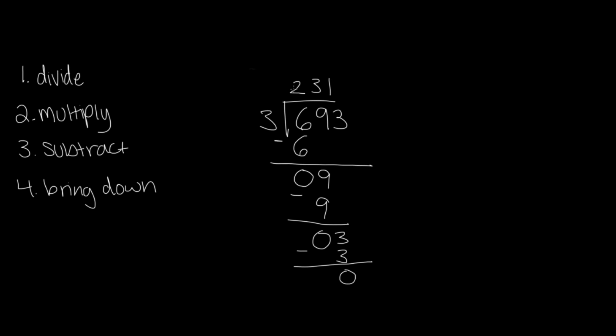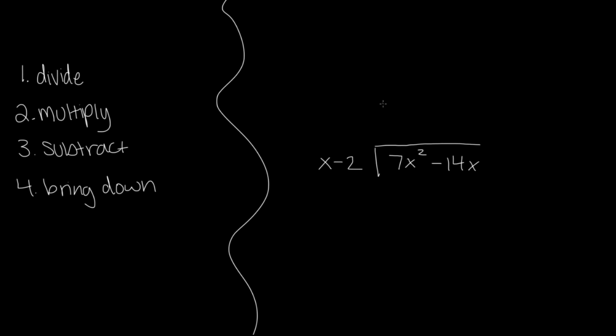So these are the same steps that we use for polynomial long division. Let's start off with an example. So we have 7x squared minus 14x, and we want to divide that by x minus 2. So we're going to start off using our steps. So our first step is to divide. So what exactly are we dividing here? We are dividing the first terms of the two polynomials. So how many times could x go inside 7x squared? What would we need to multiply x by to get 7x squared? Well, we need to multiply it by 7x. So that's our first step completed.